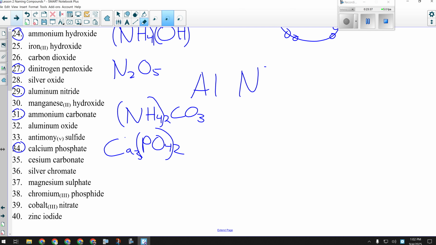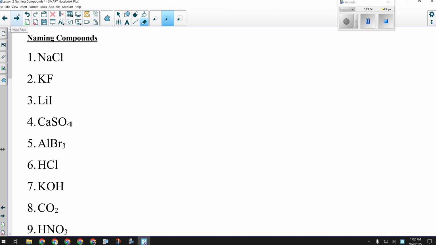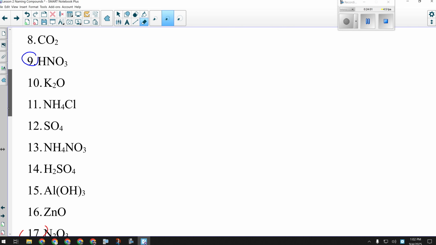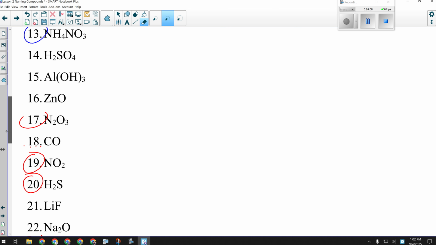Okay, so on the worksheet entitled Naming Compounds, looks like this. I would like you guys to do 4, 5, 9, 11, 12, and 13. 18 and 19.